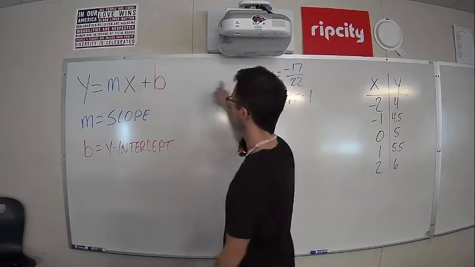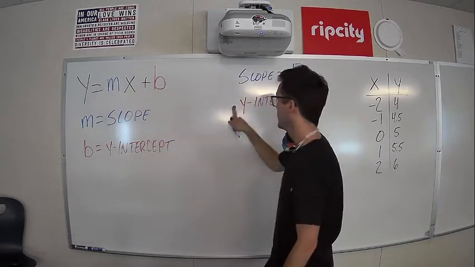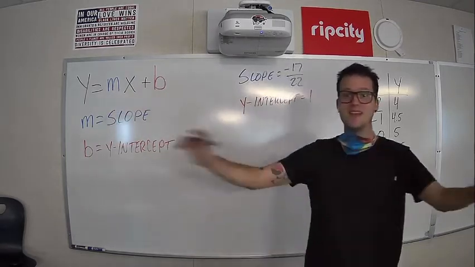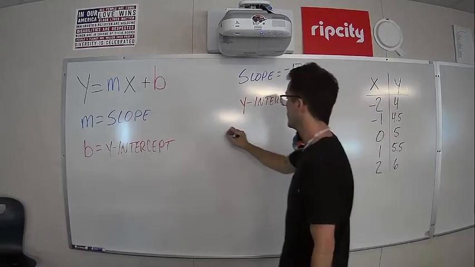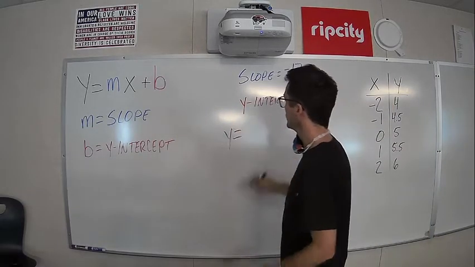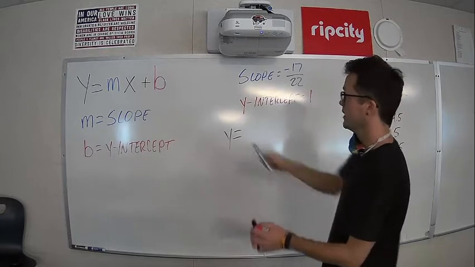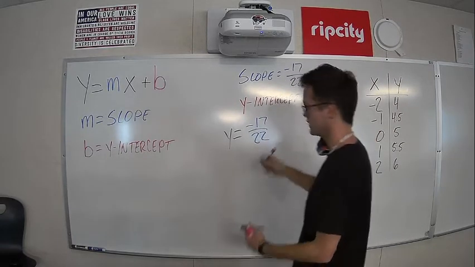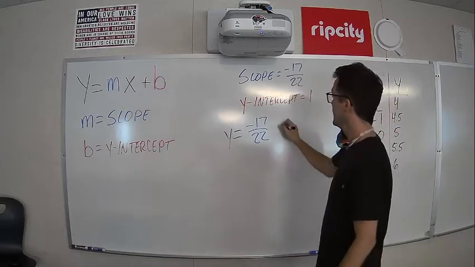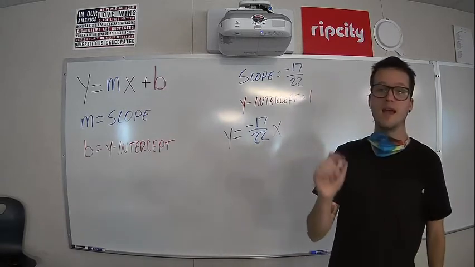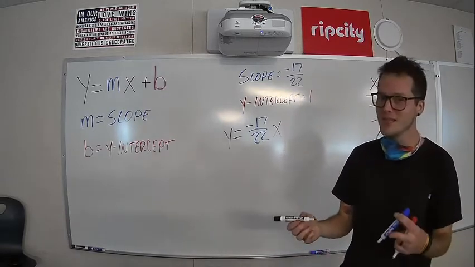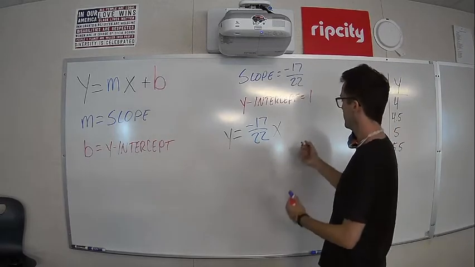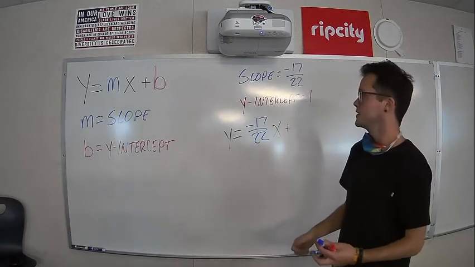We need to plug in the blue stuff where the blue is, and the red stuff where the red is, and that's it. That's how to do this. So the equation of this line is going to be y equals m. M is my stuff in blue, so it's negative 17 over 22 times x. Don't forget that x. It's super important. It's pretty easy to miss it. Plus whatever the y-intercept is.